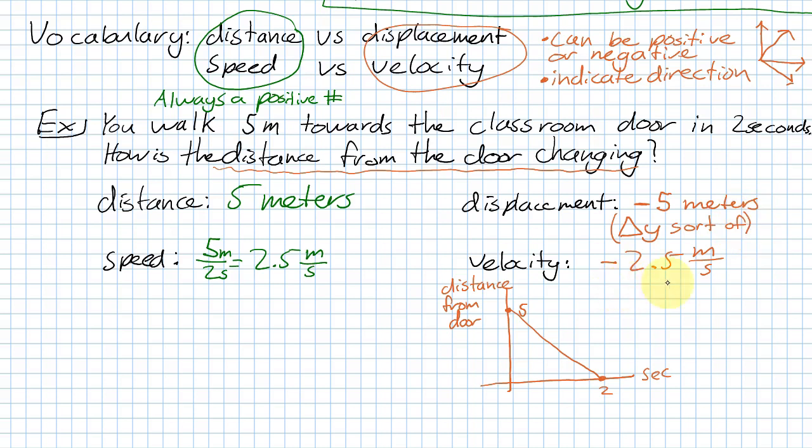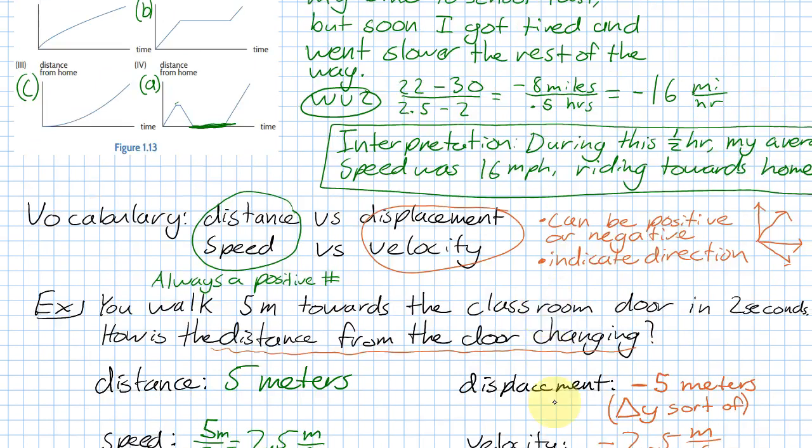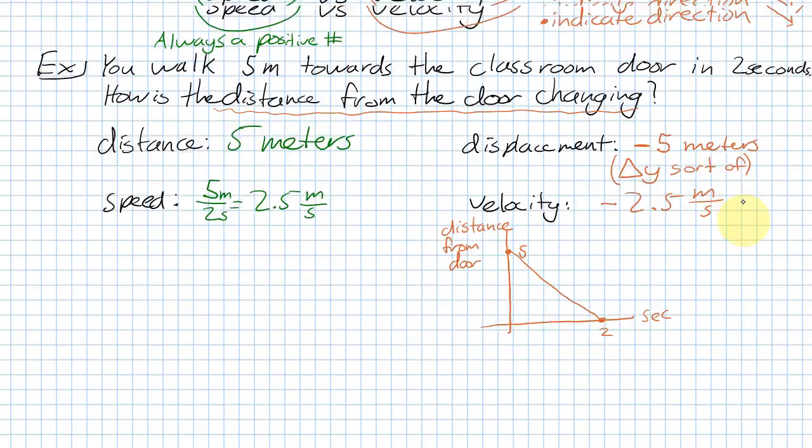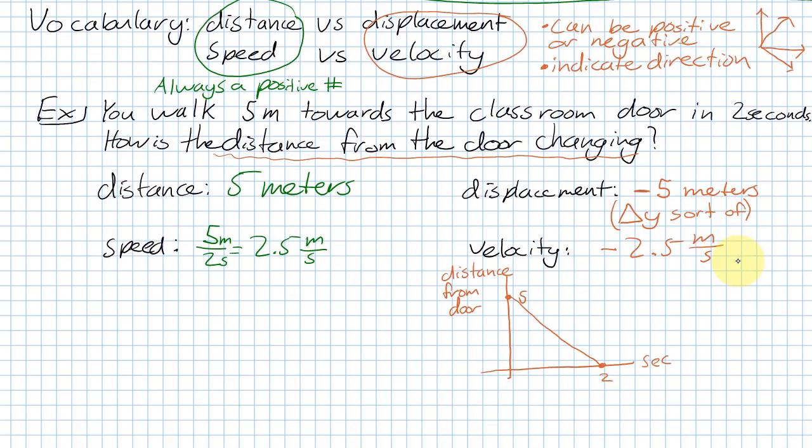And the velocity is likewise negative, and you can see that in this graph here. If you start off at a distance of 5 meters from the door, and then in 2 seconds you're walking out the door, you have a negative slope here. So just like with the example from the beginning, when you have a negative slope, that means your distance from whatever that variable is, is decreasing over time.